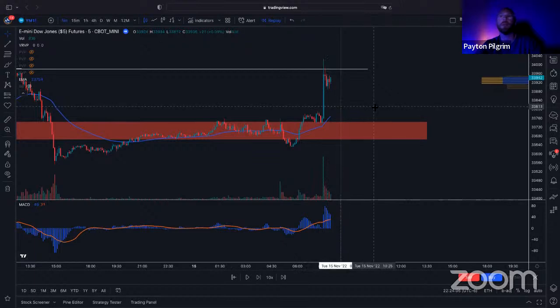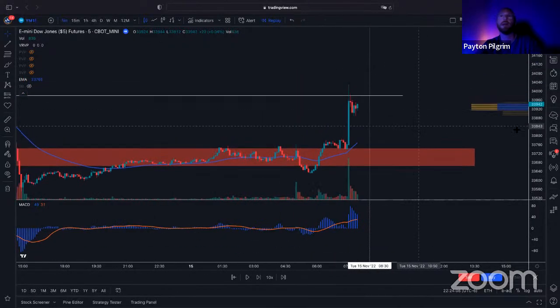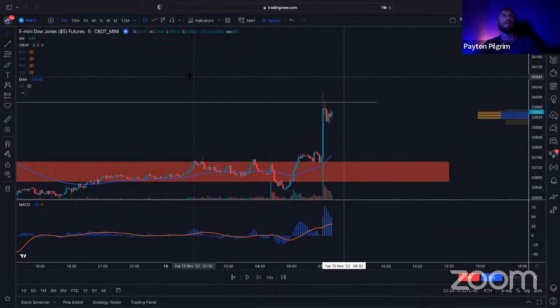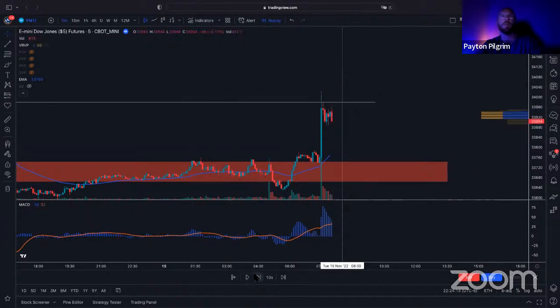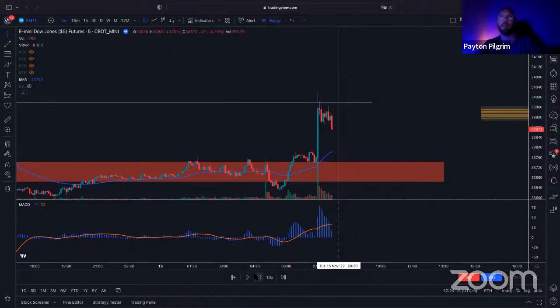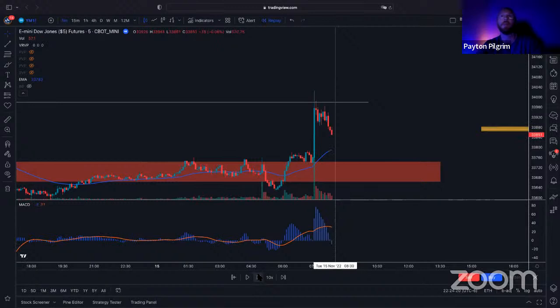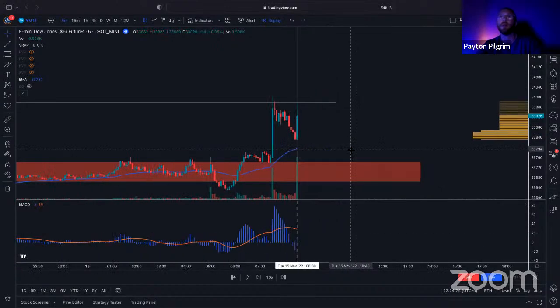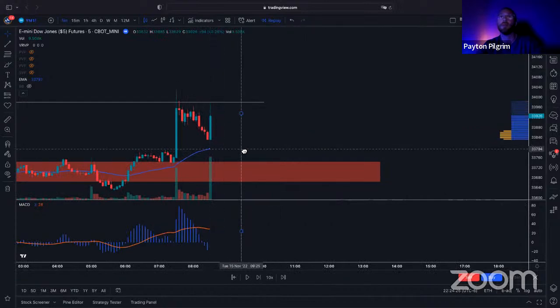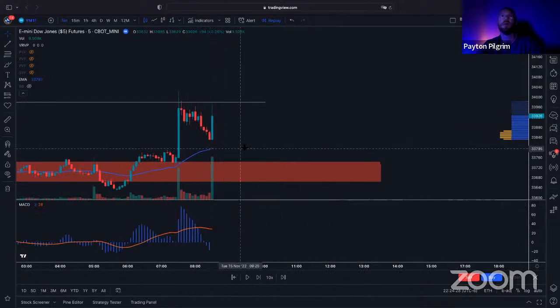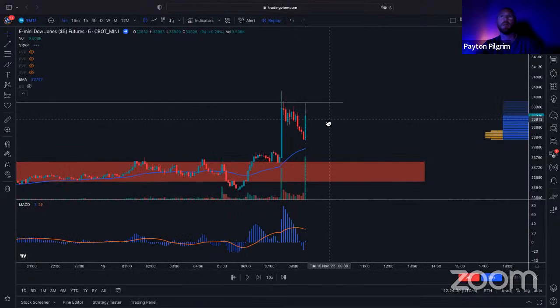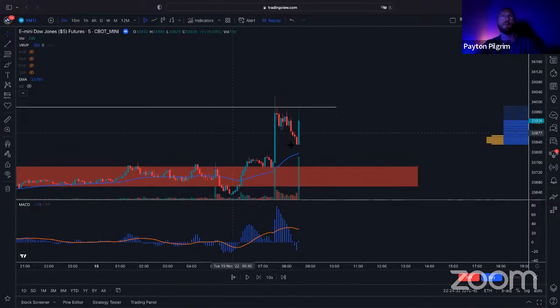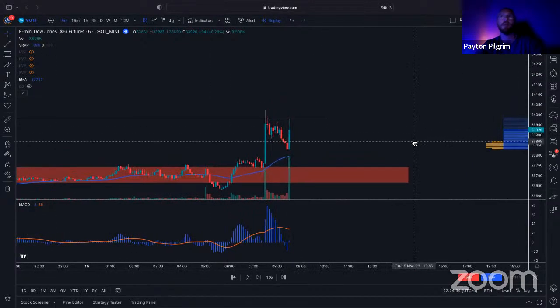Boom, boom, boom. Same scenarios we saw before. Let's see. If it taps that 50 EMA, that's an entry almost. Yep. Did it tap it? No. Okay, but that 8:30 candle popped off. Man.